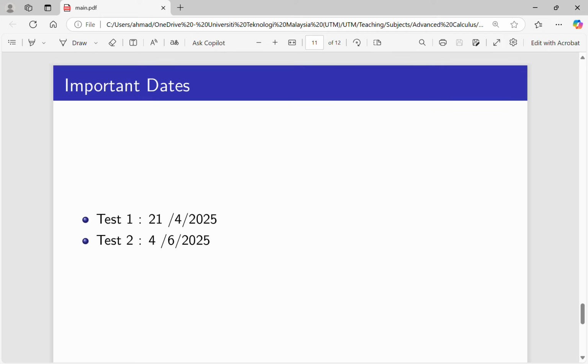These are the dates we already fixed for test 1 and test 2. Please book these dates first, and make sure you don't have any other exam or program on them. Test 1 is 21st of April, and test 2 is going to be 4th of June 2025.